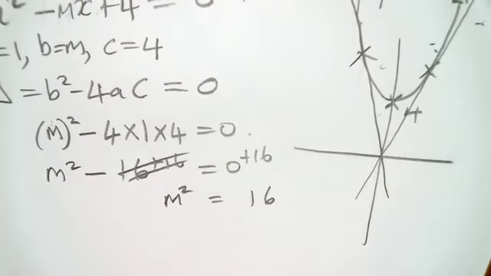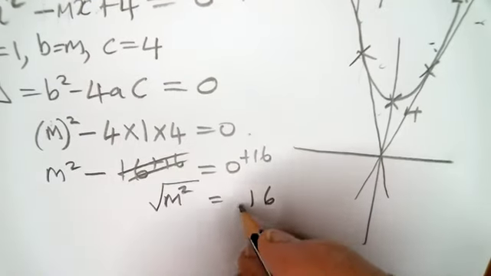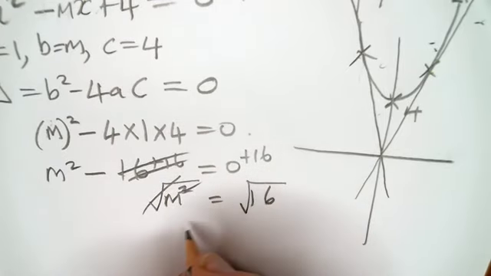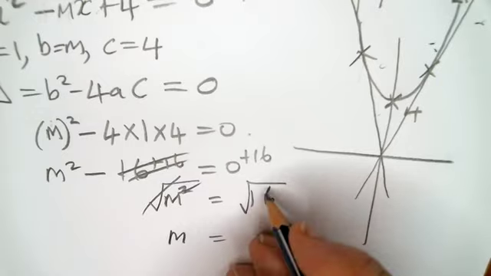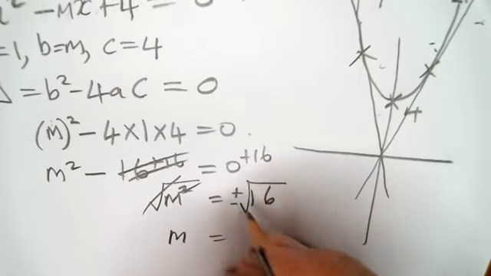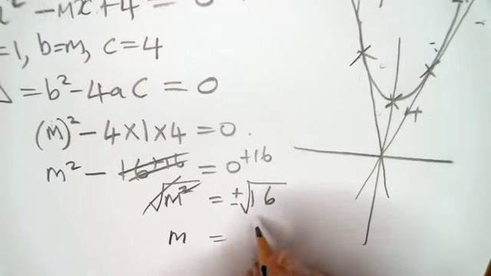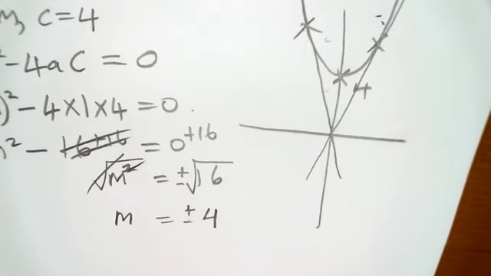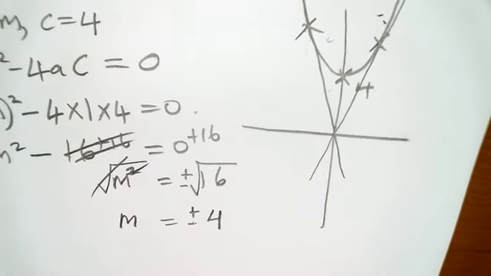M squared is equal to 16, sorry. So I'm going to find the square root of this side and the square root of this side. Of course, the square root of a square leaves me with an m. And because I've taken the square root, I'm just going to go plus or minus here. So the plus or minus square root of 16 is going to be plus or minus 4. There it is. All right. So we've got a plus or minus 4.